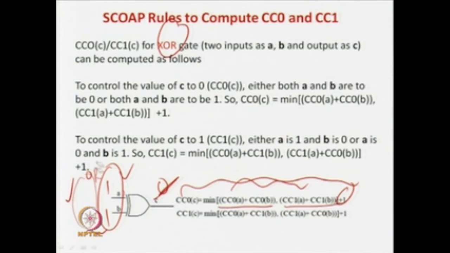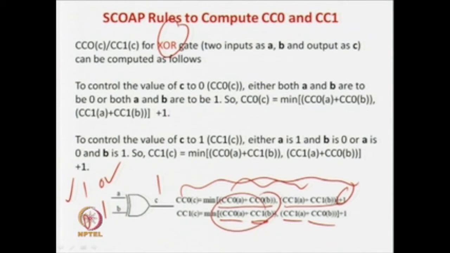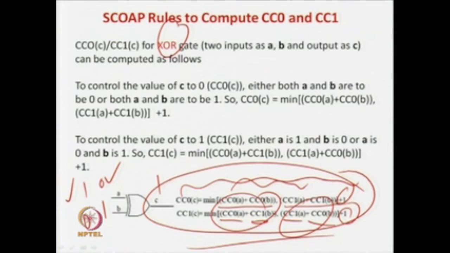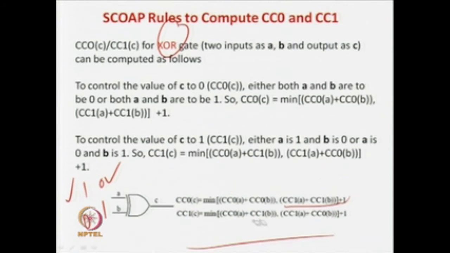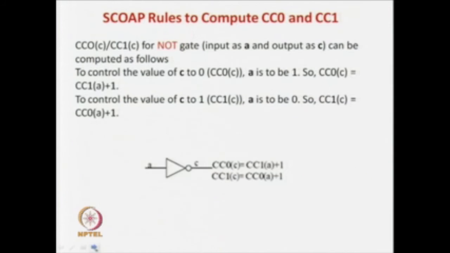Now, if you want to apply a 1 at the output, how difficult is it? There are again two patterns, 1 0 and 0 1, that give the answer as 1. So, how difficult is it to apply this pattern? This is CC0 of A and CC1 of B. How difficult is it to apply the pattern 1 0? This is CC1 of A and CC0 of B. So, you apply the easier of these two, plus a 1 for the level shift. These two formulas will give you the difficulty of CC0 and CC1 of XOR gate. So, XOR gate is a bit difficult to do this.